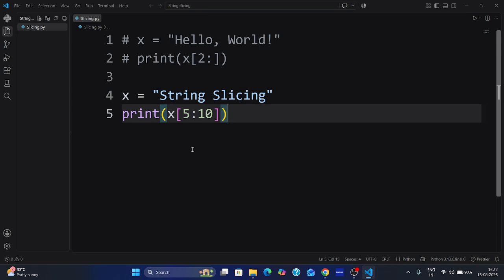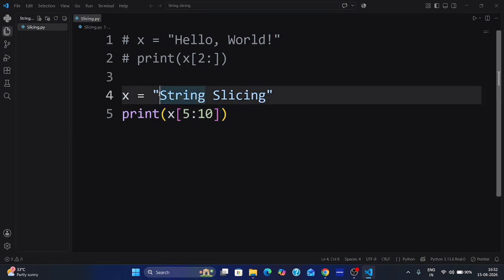Okay, so let's see. Our start. This is positive indexing. So this is our zero index. This S is zero index. One, two, three, four, five. Our slice is starting from G. What will it print? G, dash, and this white space will also be printed.